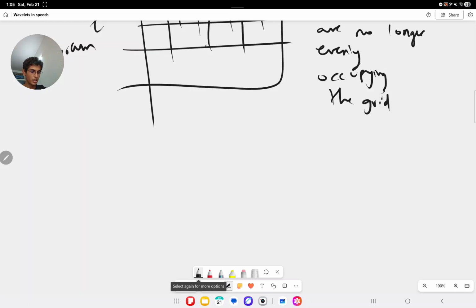And now getting to the part of speech. So why does this matter to speech? Why does time frequency resolution matter to speech? Why is it so special? Why is it so important? Well, speech is a very complicated signal actually. So it's a non-stationary signal.